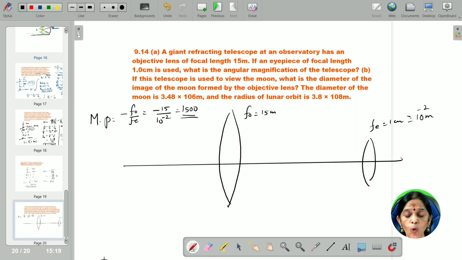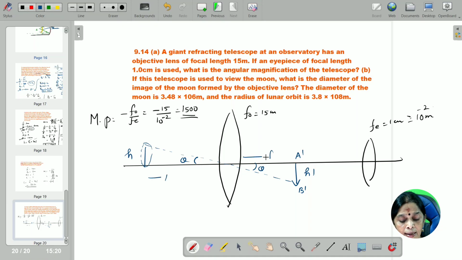Now first part is over, that is very easy, but only thing you have to be careful, you have to convert into same unit. Now if this telescope is used to view the moon. Moon is at infinite distance. So therefore the ray of light from infinity is falling on the lens and then you get an image at F. This is A dash B dash. This is H, this is H dash. But theta is going to be the same. The object is at infinity, so image is at F.